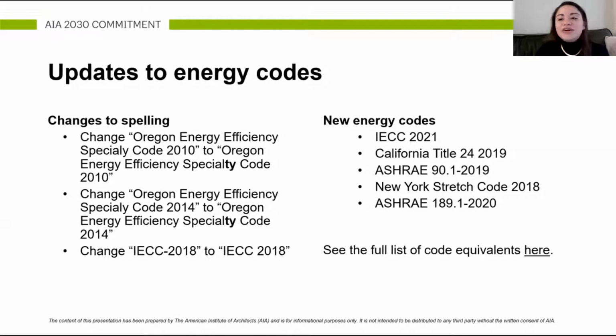Updates to energy codes. Okay, so I know many of you had been waiting for some updates, and we finally have them. We updated the spelling error in the Oregon Energy Efficiency Code. Before it said "specially," and you had to have that error in your spreadsheet, but now we've added the T, so you can actually spell it right. And then we have our new codes: IECC 2021, California Title 24 2019, ASHRAE 90.1 2019, the New York Stretch Code 2018, and ASHRAE 189.1 2020. And you can find that full list of codes and their equivalents on the help pages.